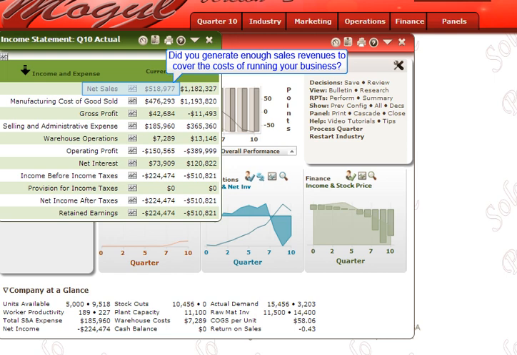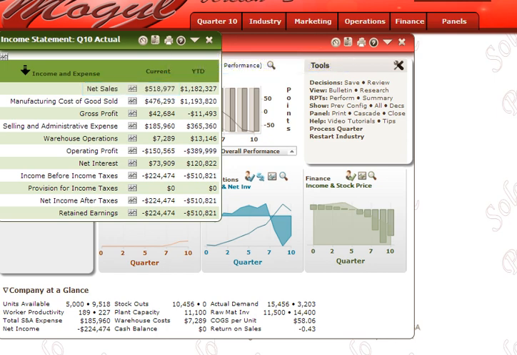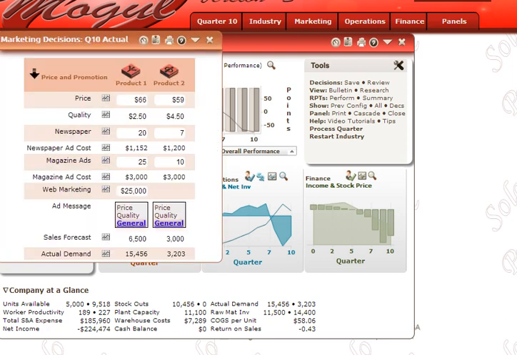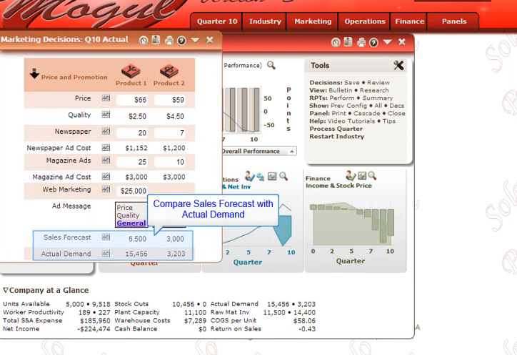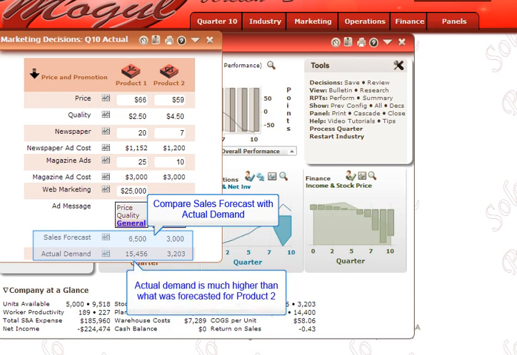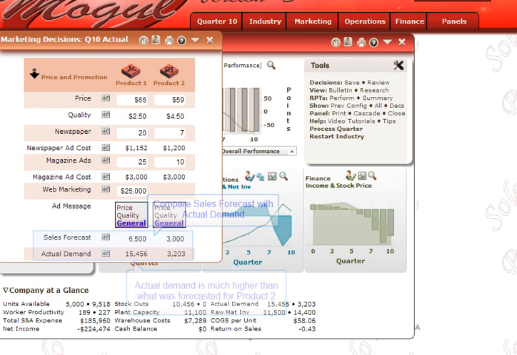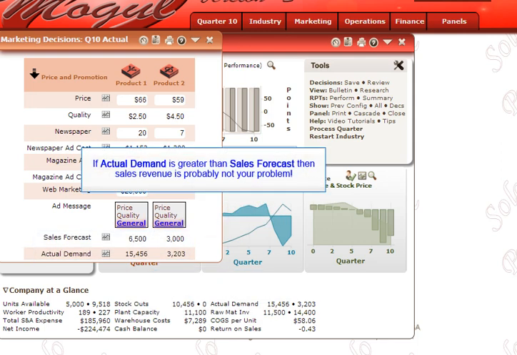To help answer this question, look at your sales forecast versus your actual sales. To do that, we need to go to the Marketing Decisions panel. Were you relatively accurate with your forecast of how many units you would sell this quarter, or, as in this case, actually sold more than what was forecasted? If you were, then the cause of your net loss is most likely not because of your net sales revenues.